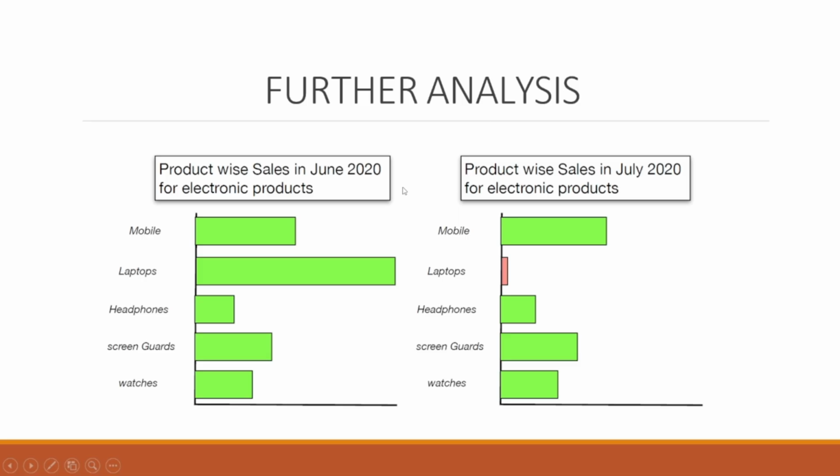So here you can see mobile, laptop, headphone, screen guard, and watches. These cells are remaining the same, but in this you can see laptop. Because of laptop, your product profit is decreasing, or your product is causing a loss in your electronics, you can see.